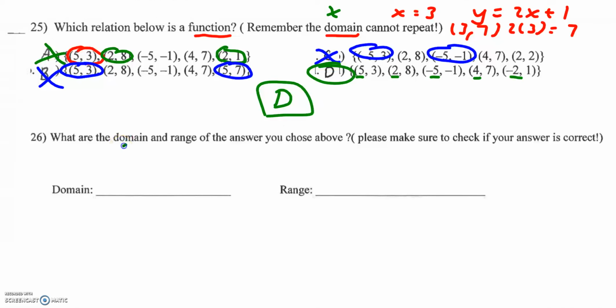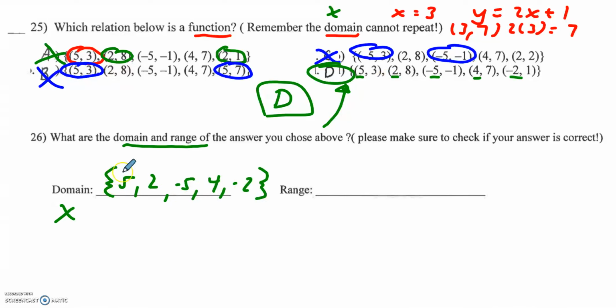What are the domain and range values of the answer we chose? Please make sure to check it's correct. So D is my correct answer. My domain represents all my x values that are within this set. So my x values are 5, 2, -5, 4, and -2. And this is a kind of strange looking bracket. My range represents all my y values in my correct answer. So that would be 3, 8, -1, 7, and 1.